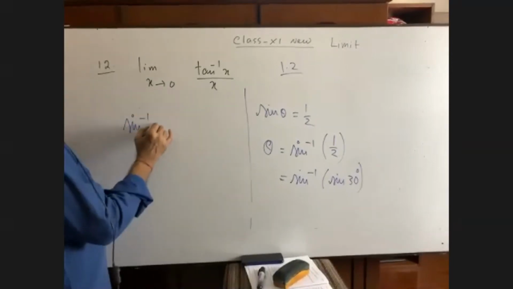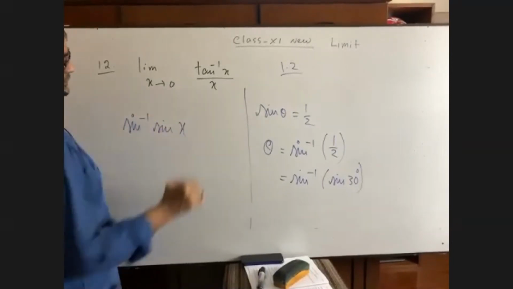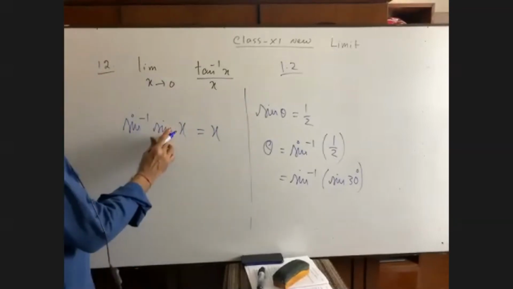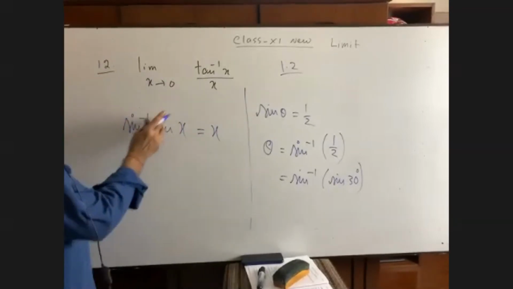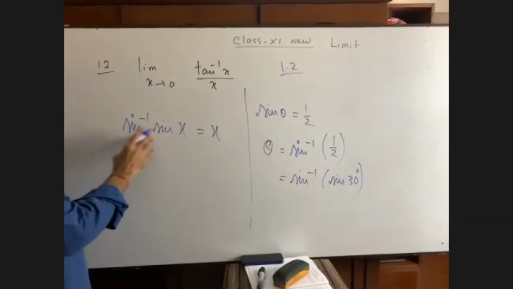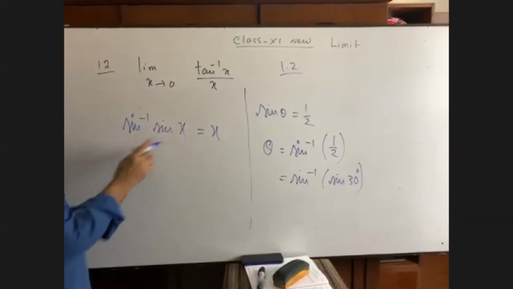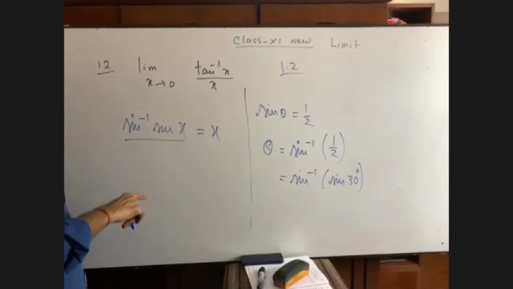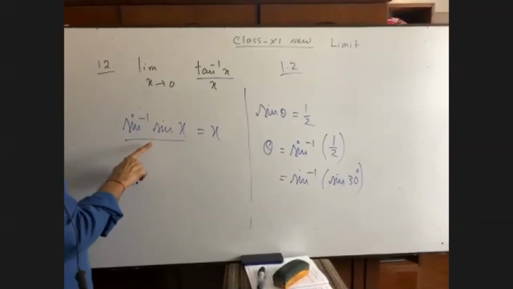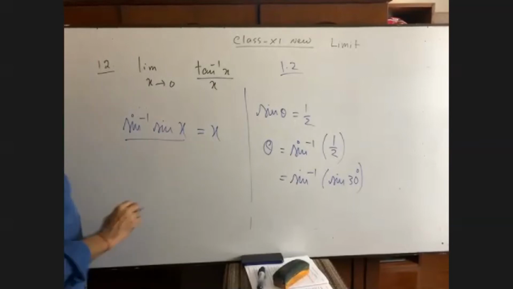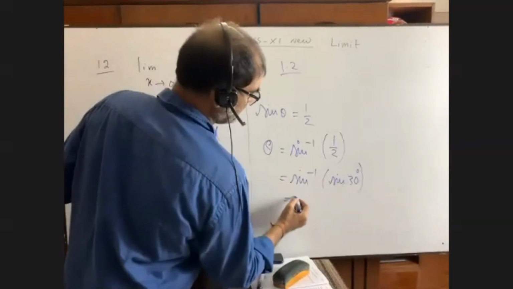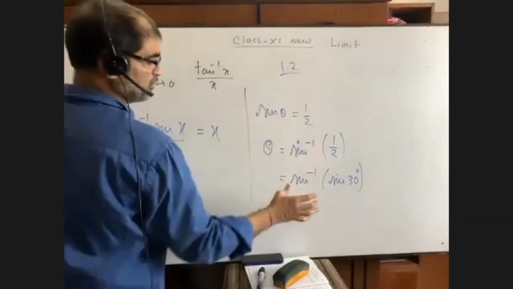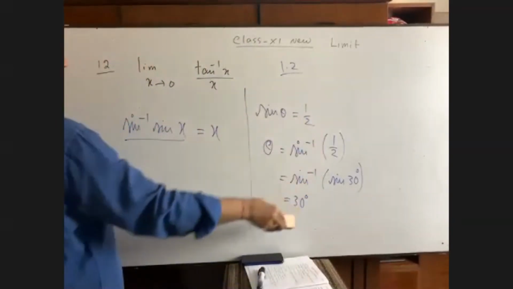Sine inverse of sine x, the answer is x. It is told that it is positive 1, it is omitted. No, it is also not omitted. It is another misconception. It is a formula and it has a proof. When I go for the inverse function of trigonometry, then I'll prove it. Now you see, you are getting 30 degree. This is the original way. Now, using this, we have to do some maths.